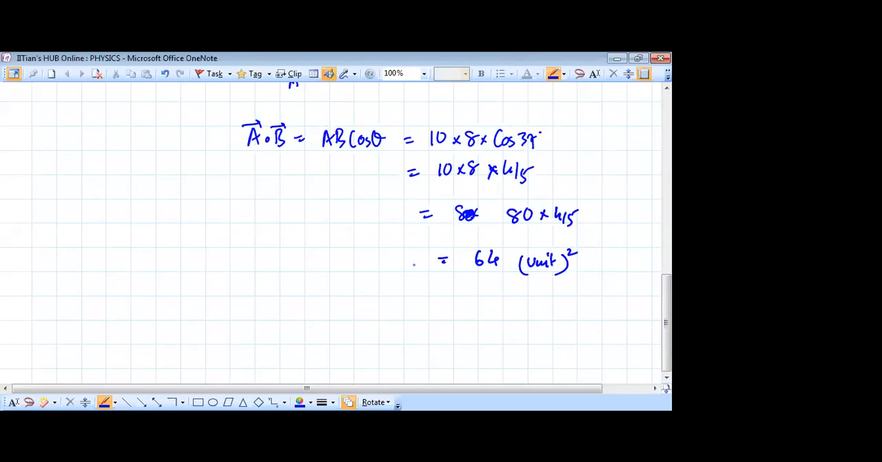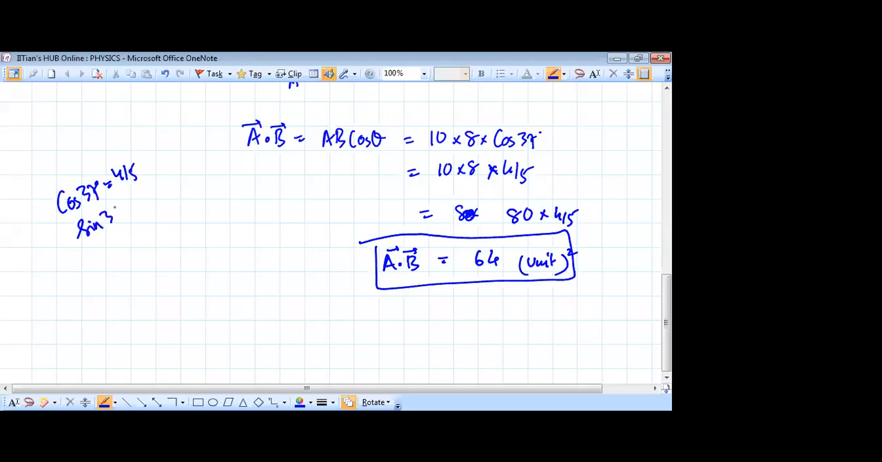Cos 53 is 3 by 5. Cos 37 is 4 by 5. We've discussed this many times. Cos 37 is 4 by 5. Sin 37 is 3 by 5. That's the same thing as cos 53, and sin 53 is the same as cos 37.